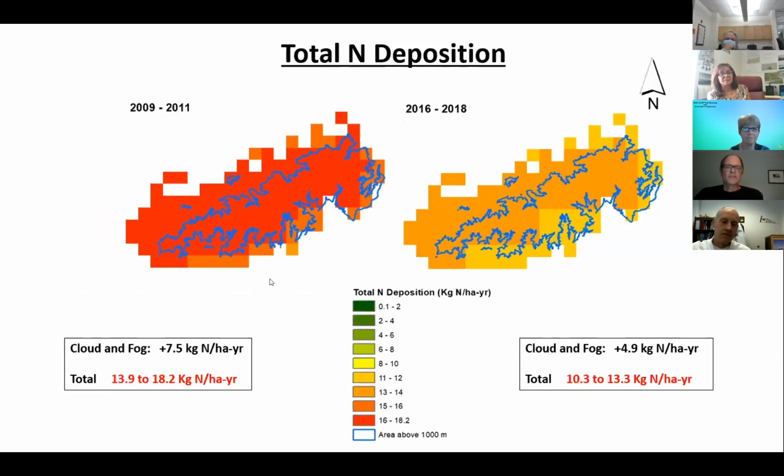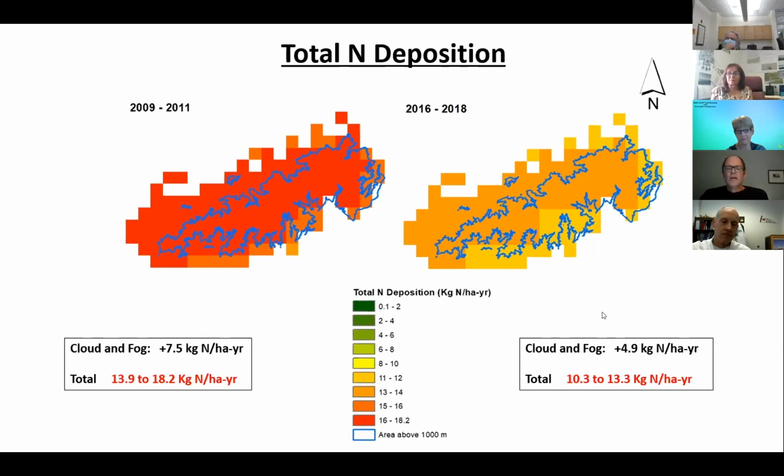And so here's just the deposition. Here's total N deposition. You can see here, cloud and fog represents an addition of 7.5 above what we would have for TDEP. And so that gives us a range of basically 14 to 18 kilograms in the earlier period. Deposition has been declining since 2011.